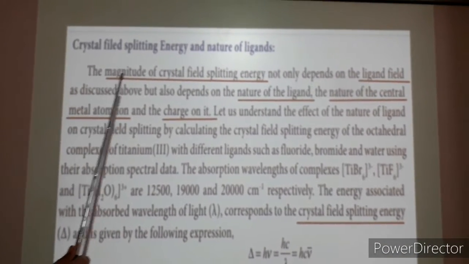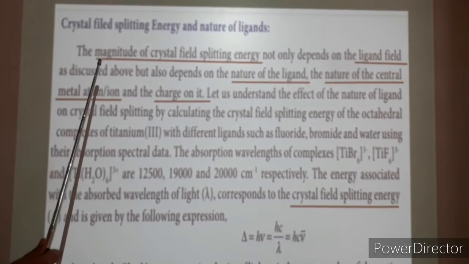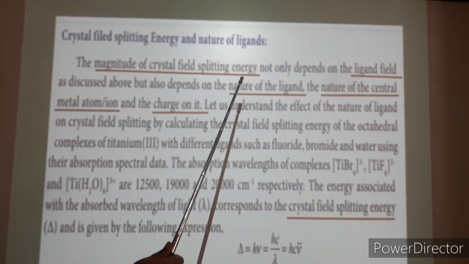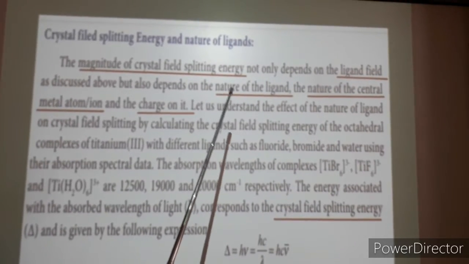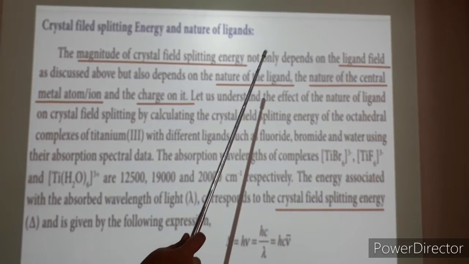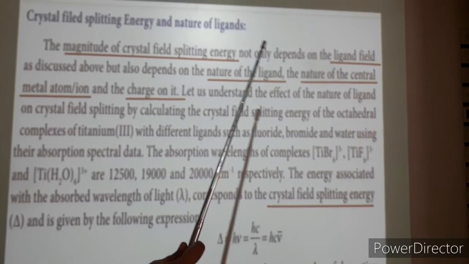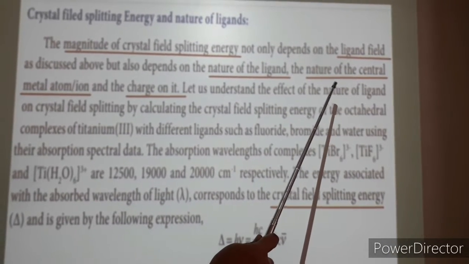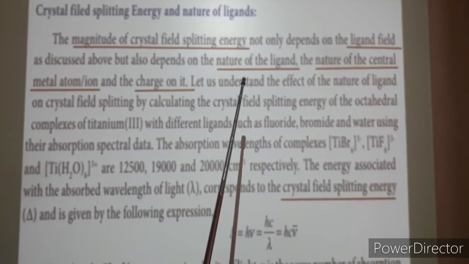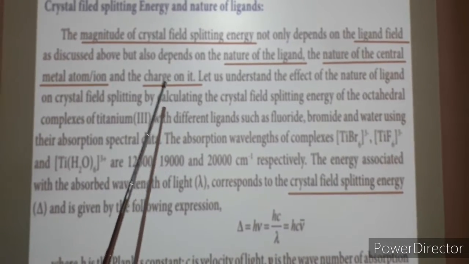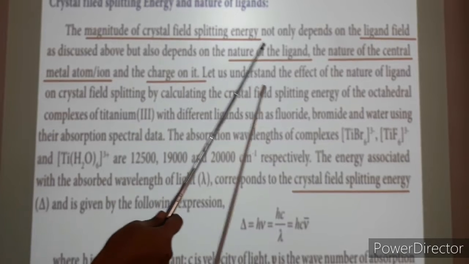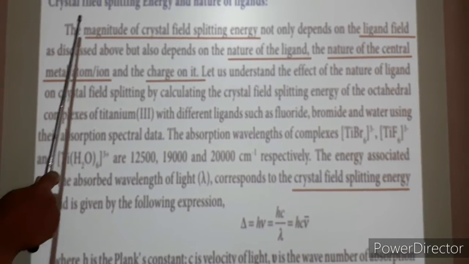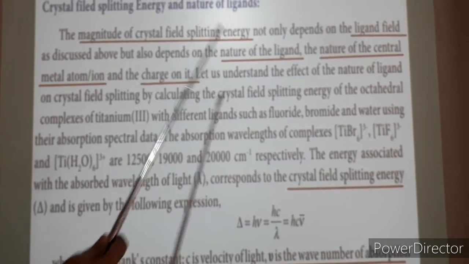Now, crystal field energy and the nature of the ligand. The magnitude, that is the amount of crystal field splitting energy, does not depend only on the ligand field. It also depends on the nature of the ligand, whether the ligand is positive, negative or neutral, and in the same way on the nature of the metal ion, whether the metal ion is positive or neutral, and the charge on it. So depending on these three factors, the amount of crystal field splitting energy may vary.